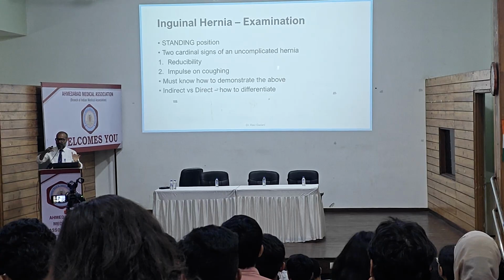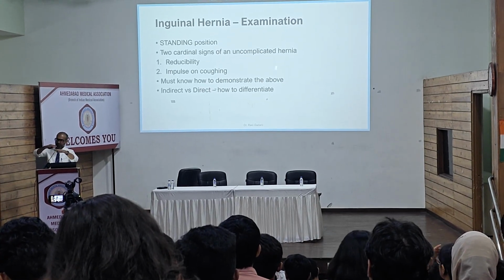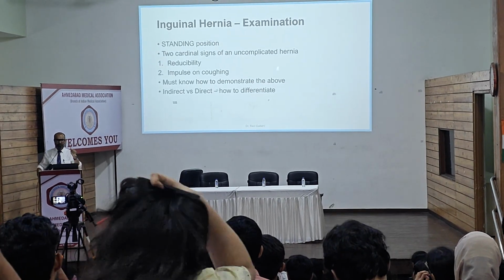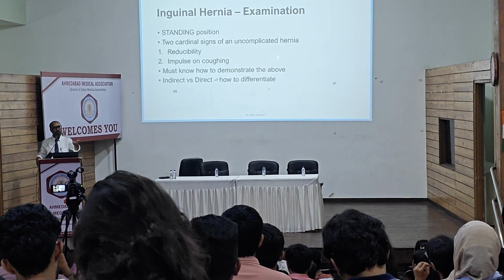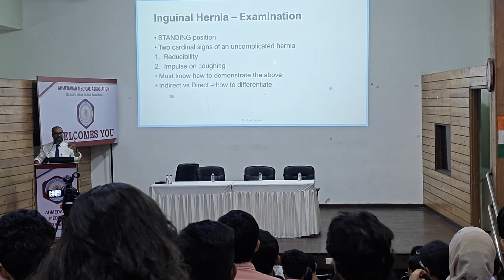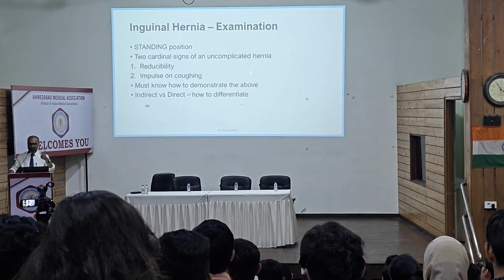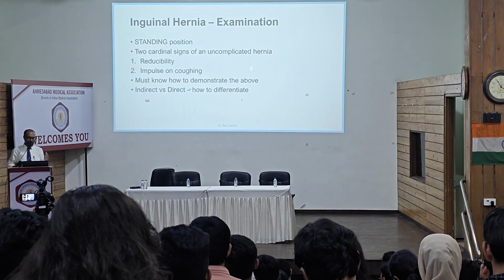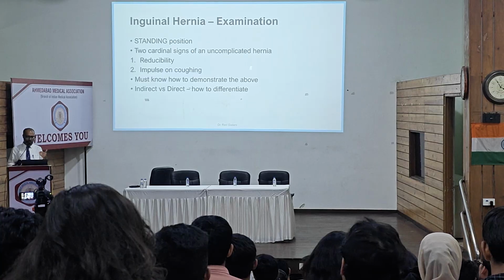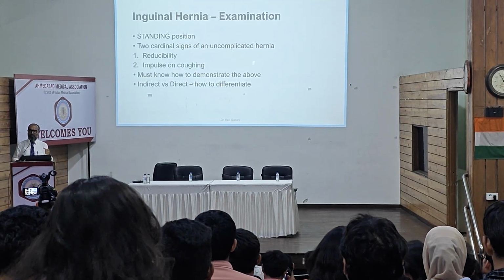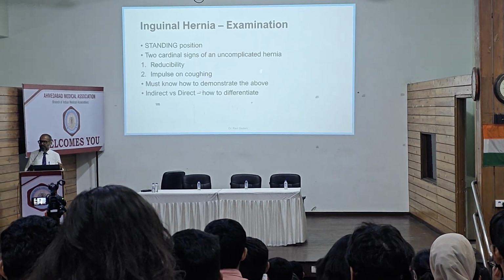When I talk about these two, this is literally passing knowledge. If it is also asked, tell me the two cardinal signs of any kind of uncomplicated hernia, then you can say that it is reducibility and impulse on coughing. So you must also be able to demonstrate a deep ring occlusion test.